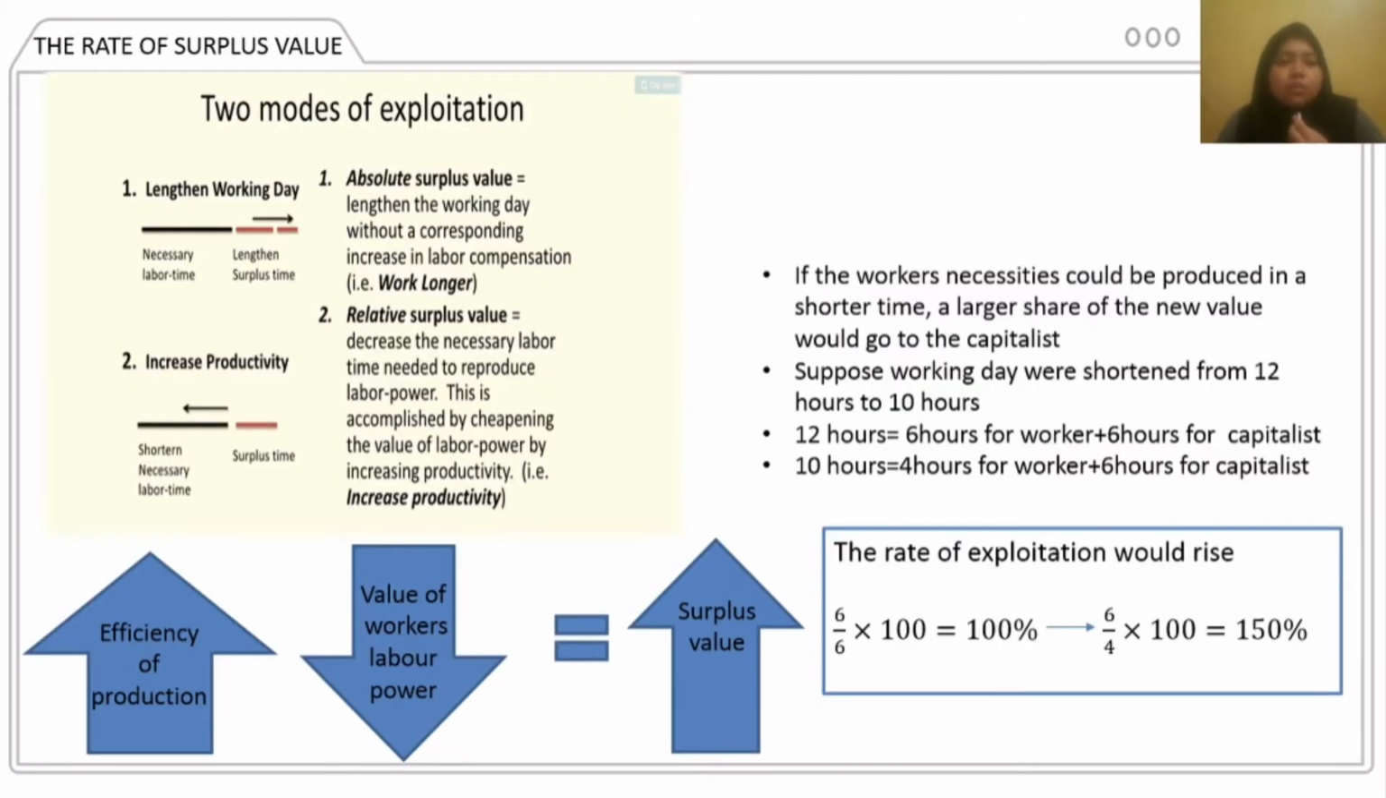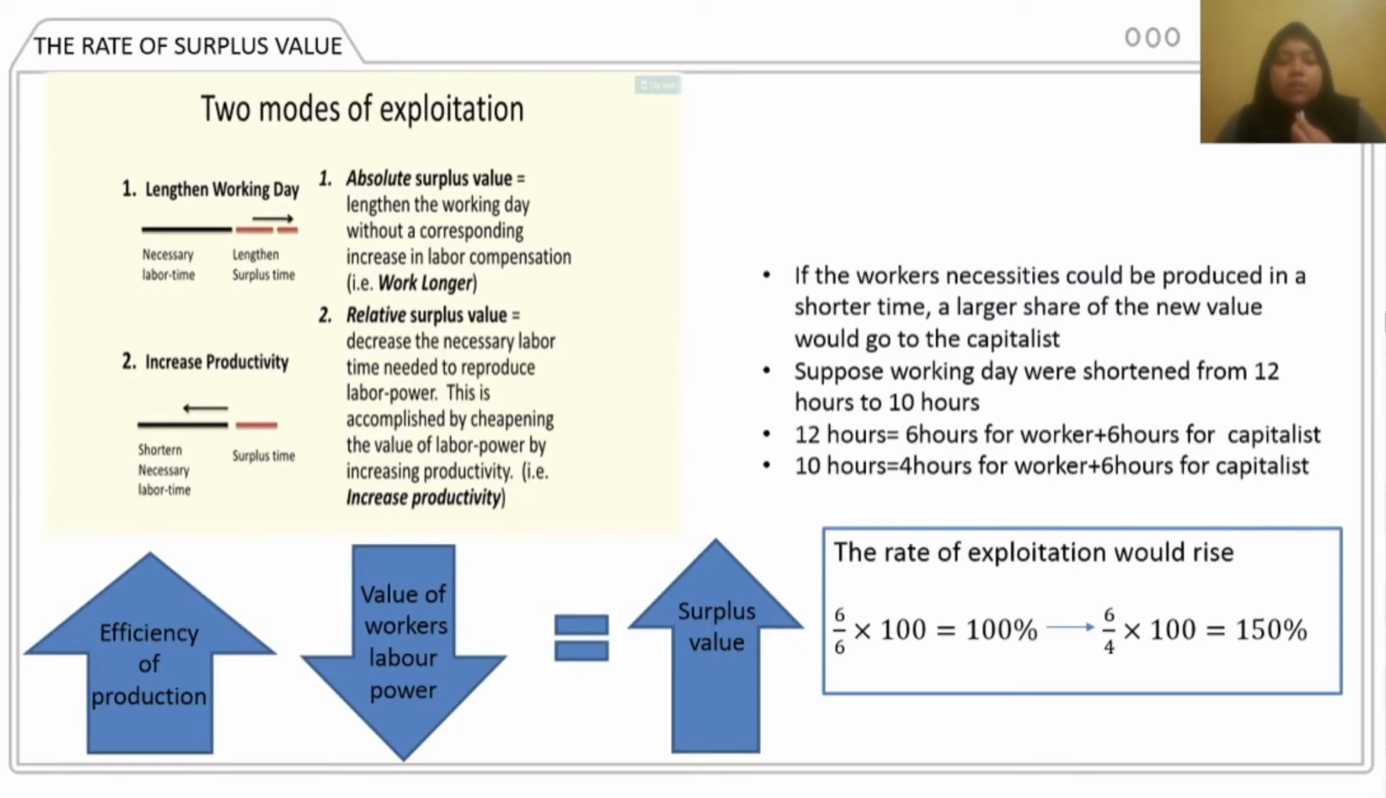There are two modes of exploitation. The first one is absolute surplus value. Absolute surplus value is lengthening the working day without a corresponding increase in labor compensation. The second one is relative surplus value. You decrease the necessary labor time needed to reproduce labor power. This is accomplished by cheapening the value of labor power by increasing productivity.